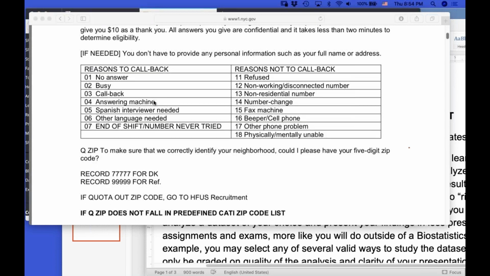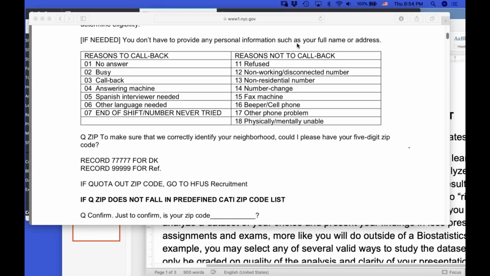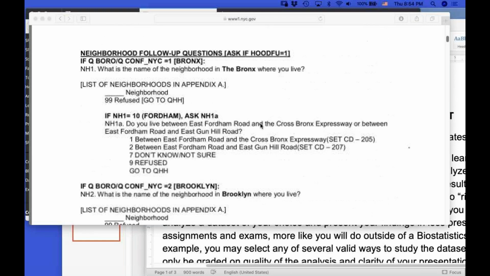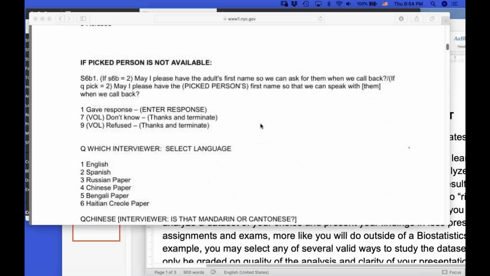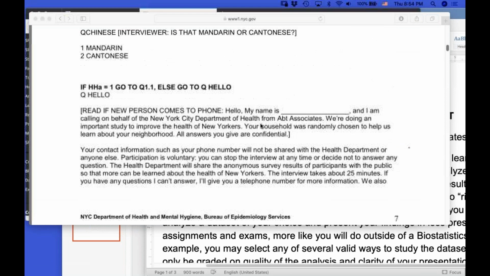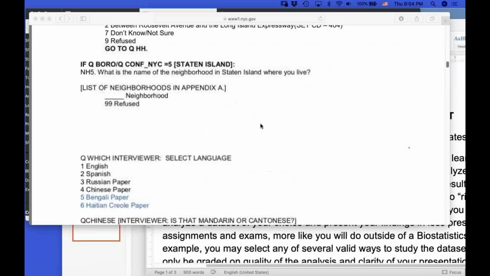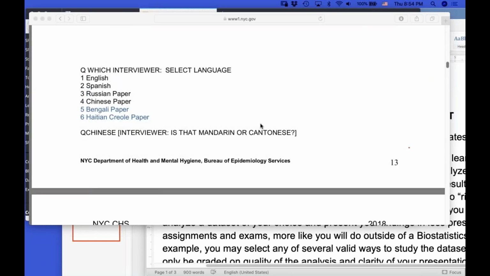So this is reasons to call back, reasons not to call back. If it's busy, no answer, they set up and they call them again. If they call them and somebody picks up and claims they don't speak English, they call back with a Spanish interview. If it's a fax, obviously there's a reason why you don't call back. And then the various questions that are in here are scripted. For instance, let me go down to the actual questions themselves when they finally start to get through to these things.